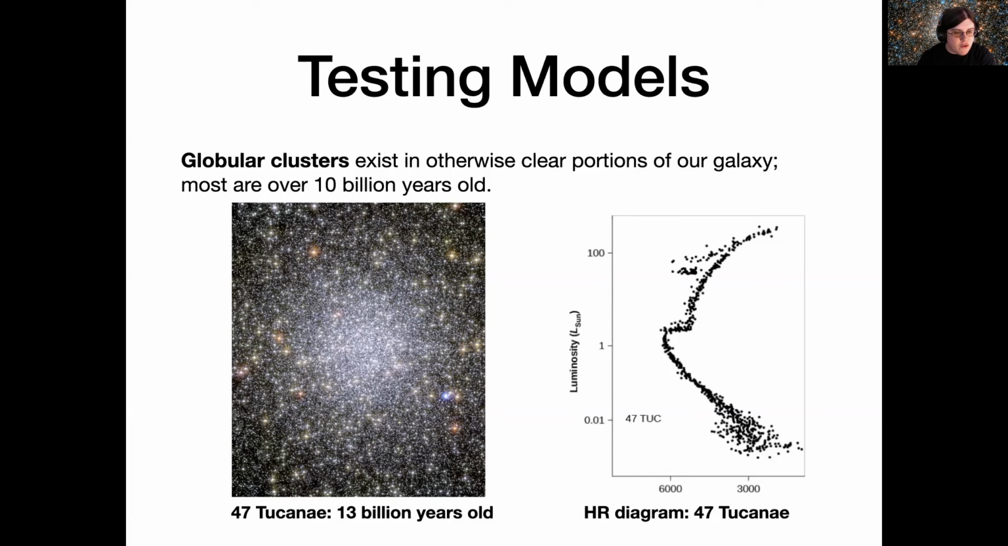So this is a picture of 47 Tucanae. It's the second brightest globular cluster in our sky. Unfortunately, it's a southern hemisphere object. And it's 13 billion with a B years old.